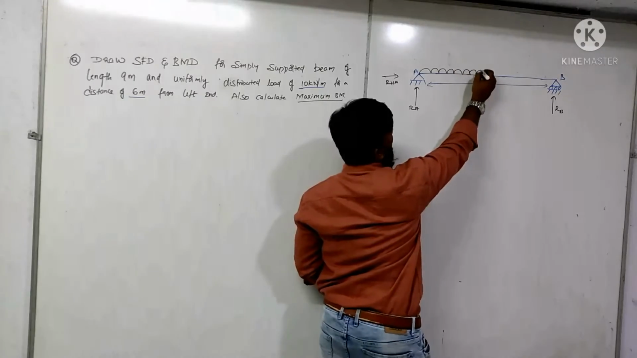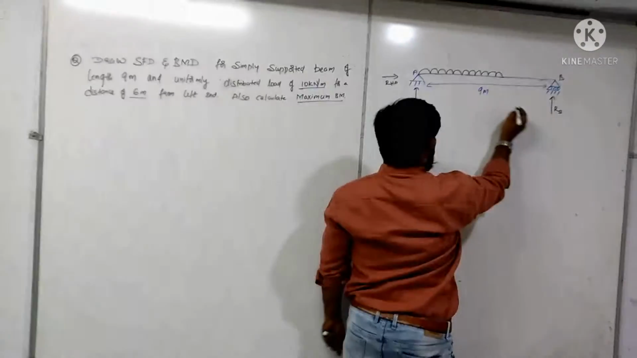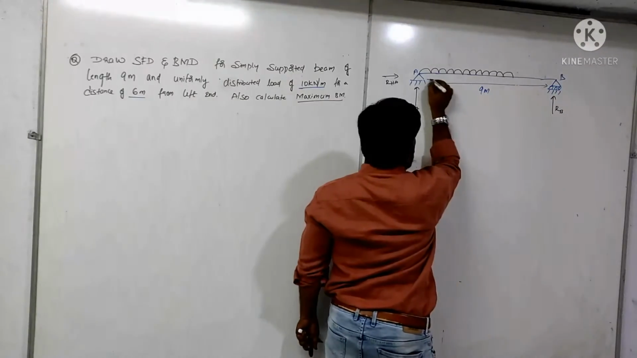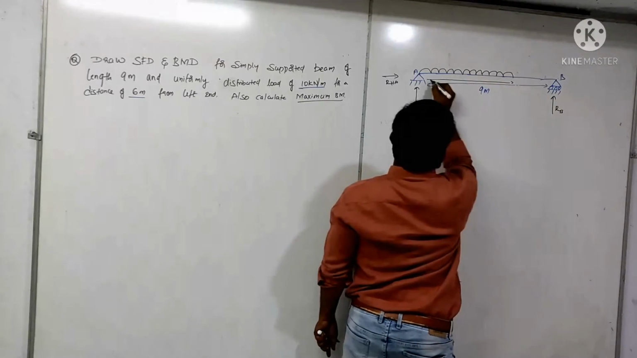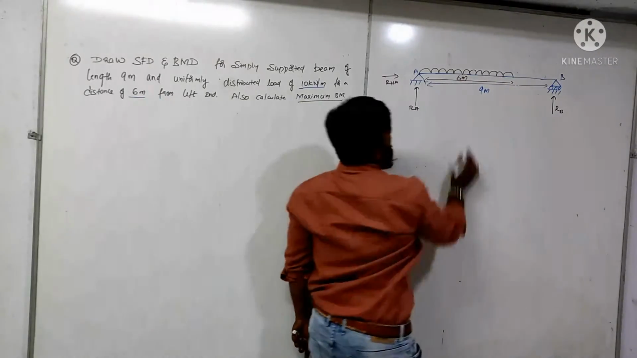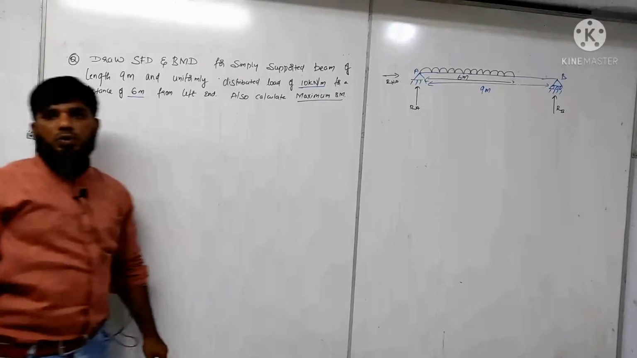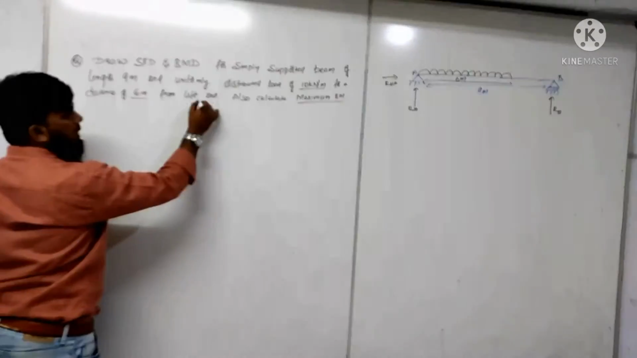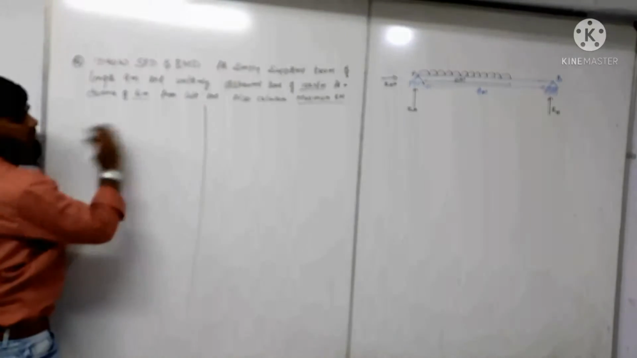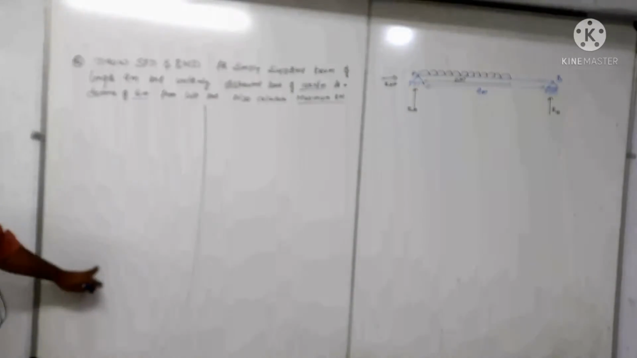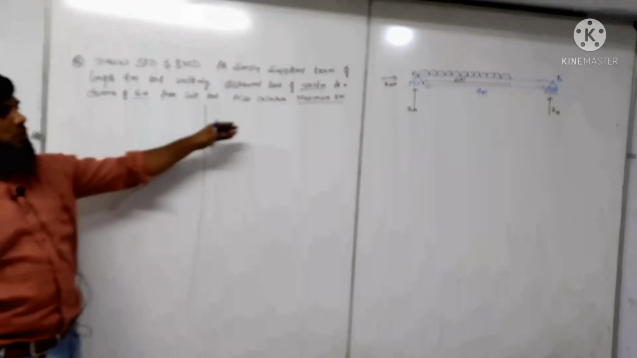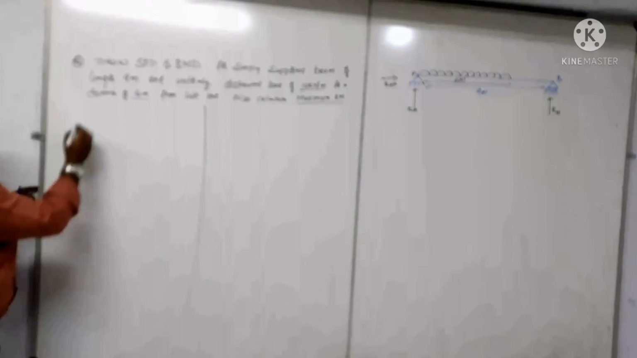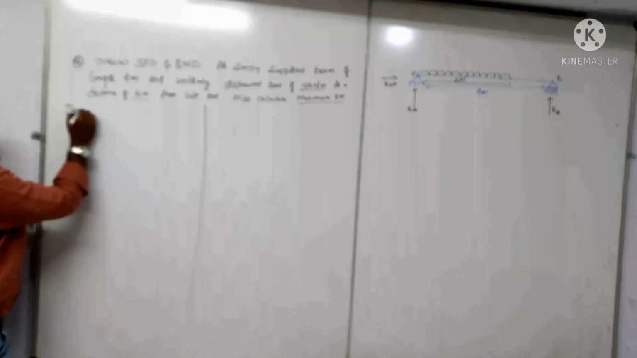So they have given the UDL like this for a length of 6 meters. So what is the length of this? 6 meters. So this we have to solve. What is the basic thing we have understood? I will separate the calculations. First we will do basic calculations, then we will do the shear force and bending moment calculation. So what is the basic calculation?